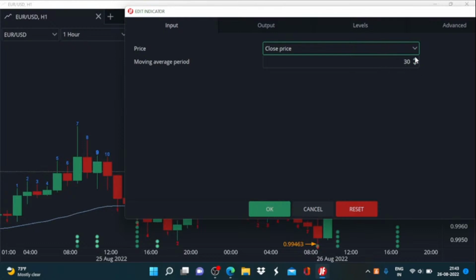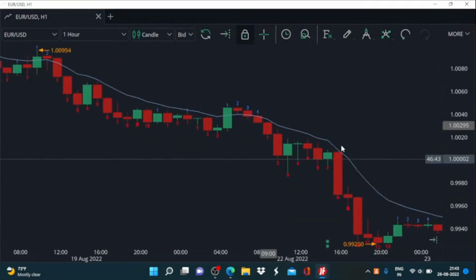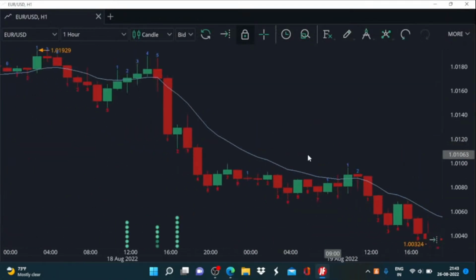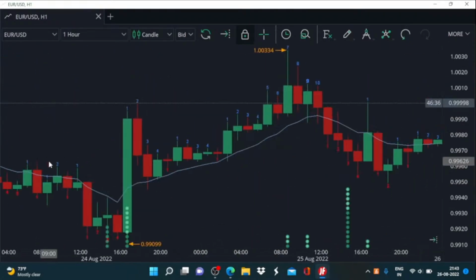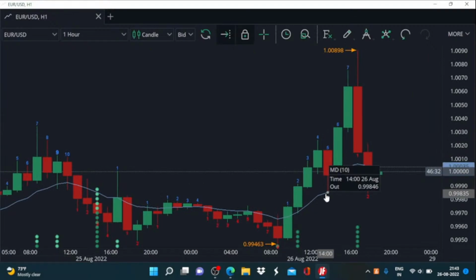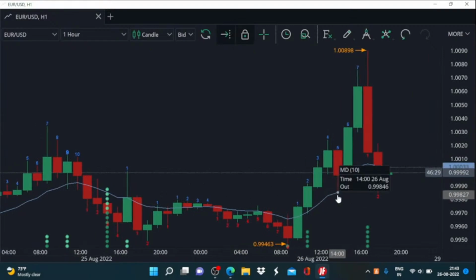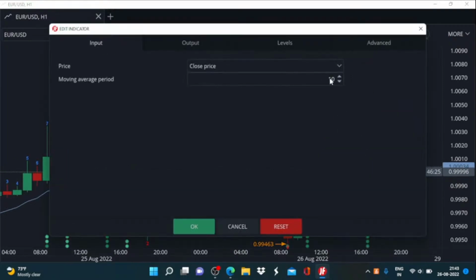Now to vary the calculation period, all you have to do is change its calculation period from lower to higher. If you want to make it more responsive to the price dynamic, then you have to utilize the lower calculation period for the calculation of the MD. And if you want it to be less responsive but more reliable for the longer term trade, then you have to again increase its calculation period.